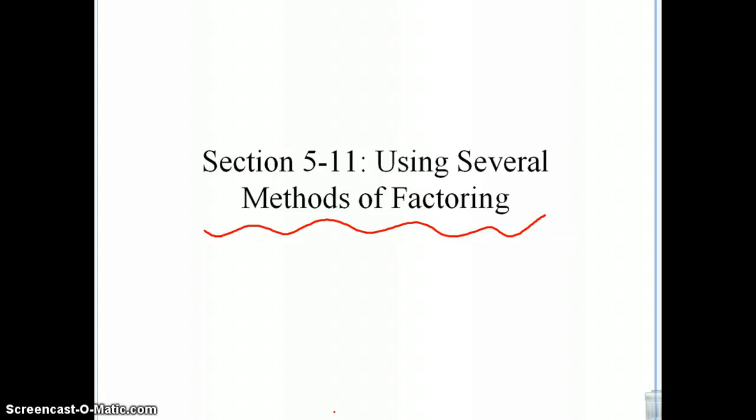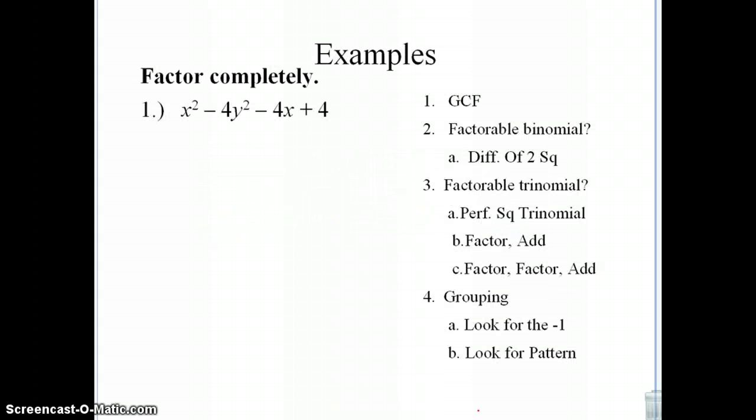Today we will be using several methods of factoring. We have 4 problems to look at. On the far side here, I have a listing of steps that I look for. The first thing whenever I'm factoring I look for is a GCF. I do not have a GCF that is common to all 4 terms.